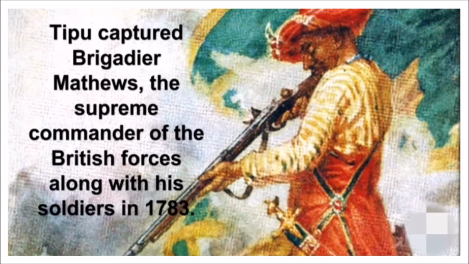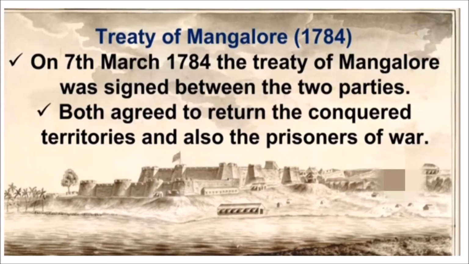Tipu captured Brigadier Matthews, the supreme commander of the British forces, along with his soldiers in 1783. So, Tipu Sultan captured a British commander, Brigadier Matthews, in 1783. The Second Anglo-Mysore War ended with the Treaty of Mangalore, which was signed in the year 1784.